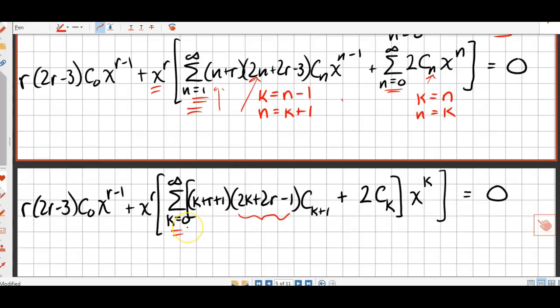So now I can write them as a single summation. So I've got k equals 0 to infinity. I've got this very long exponent, and then I've got x to the k and the whole quantity equal to 0.